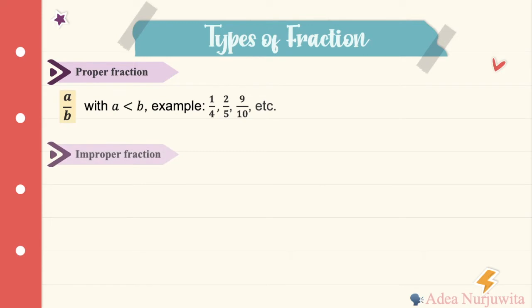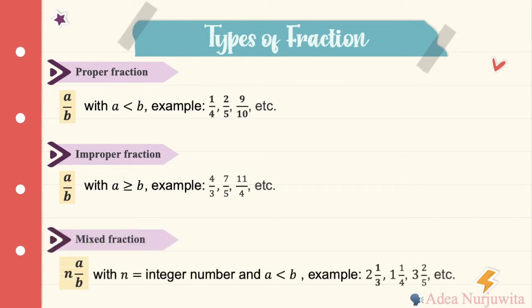If the numerator is greater than or equal to the denominator, the fraction is said to be an improper fraction. An improper fraction exists in the interval x greater than or equal to 1. For example, 4 over 3, 7 over 5, 11 over 4, and so on. Mixed fraction. A mixed fraction consists of a whole number plus a fraction. For example, 2 and 1 over 3, 1 and 1 over 4, 3 and 2 over 5, and so on.